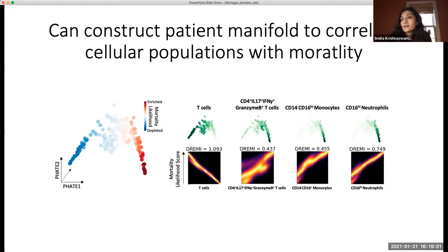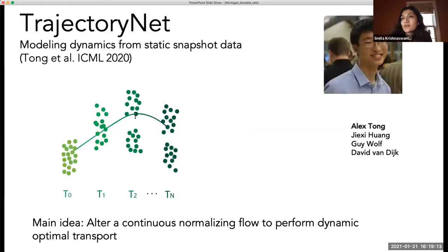So this is sort of an ongoing study. We're still studying things about this method, but we've put this out on BioArchive in case you're interested in using this multi-resolution version of PHATE or MELD.